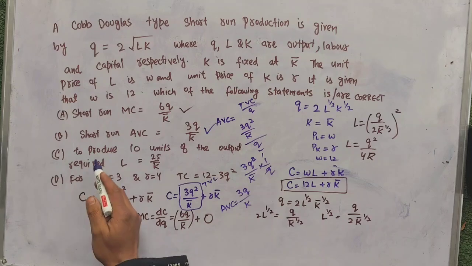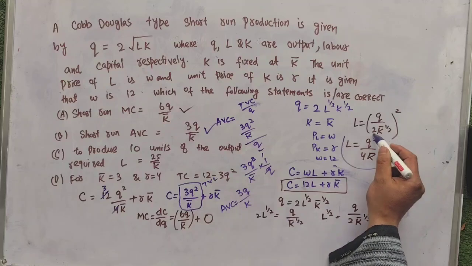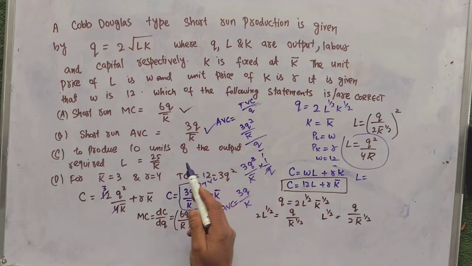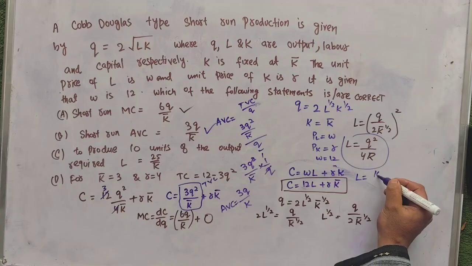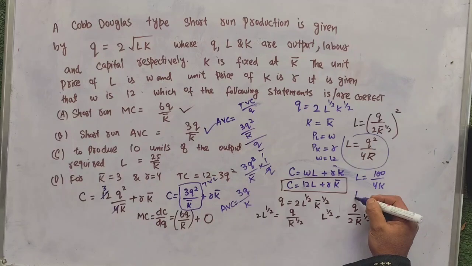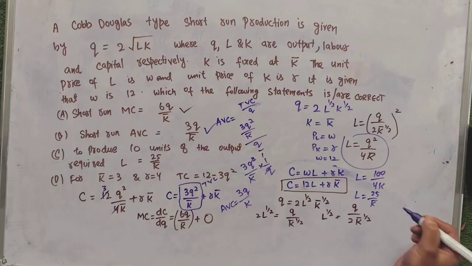Next option is to produce 10 units of output, required labor will be equal to 25 upon K. Let us see. Our demand function is this, the labor demand function. So L will be equal to, we are supposed to produce 10 units of output, so in place of Q we have 10, so 10 tens are 100 divided by 4K. So 4 ones are 4, 25s are 100, so L will be equal to 25 divided by K. This is also correct.